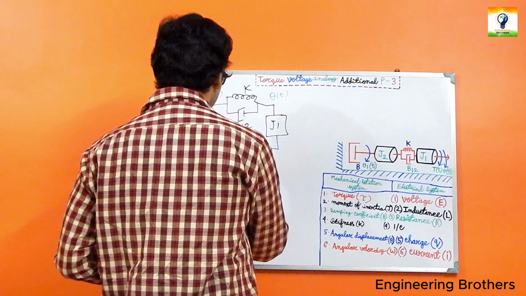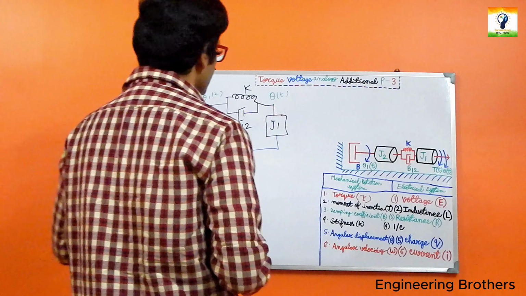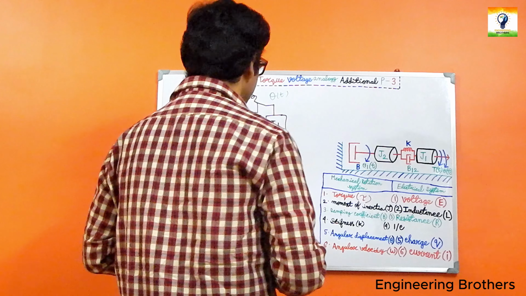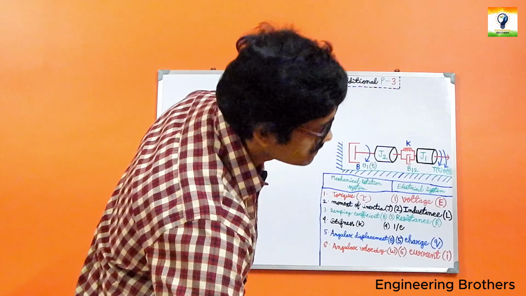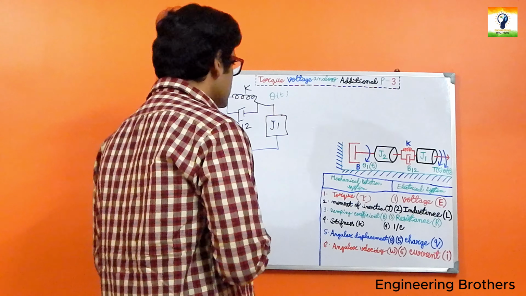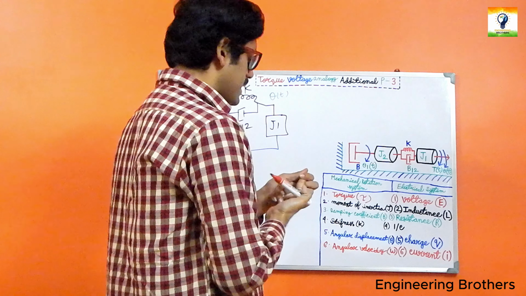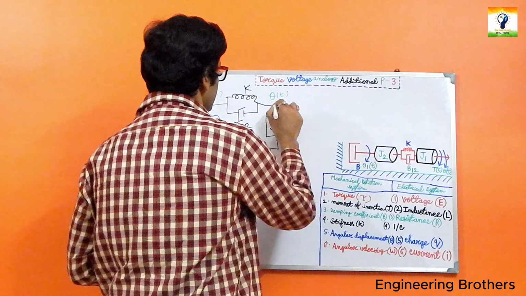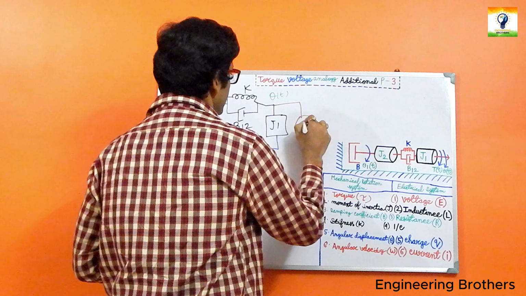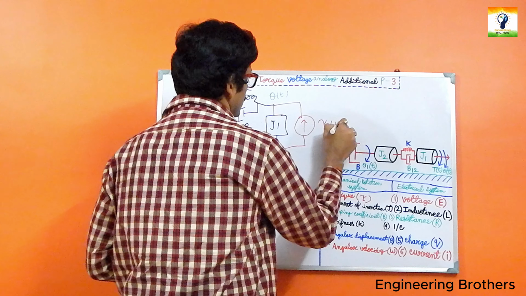I want to repeat this portion once again. If we apply the torque at this point of theta t, let us include the torque at this position, because we can see that because of the applied torque, the angular displacement will be there. So the torque will be applied at this point. So this is our applied torque.